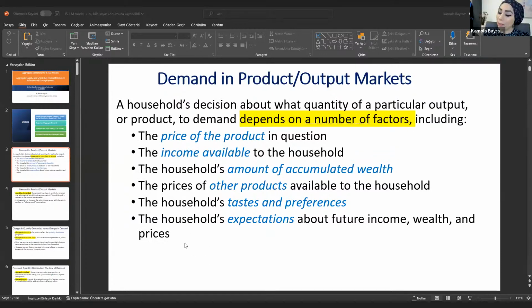And the last one, very important especially for today, which we will also relate to our model today: the household's expectations about future income, wealth, and prices. Because in the classical theory of demand, the law of demand, we say that if a price goes up, demand will go down. They are negatively correlated. Therefore, the slope of the demand curve is negative, because the cheaper something is, the more you will demand it. The more expensive, the less you will demand it, right?